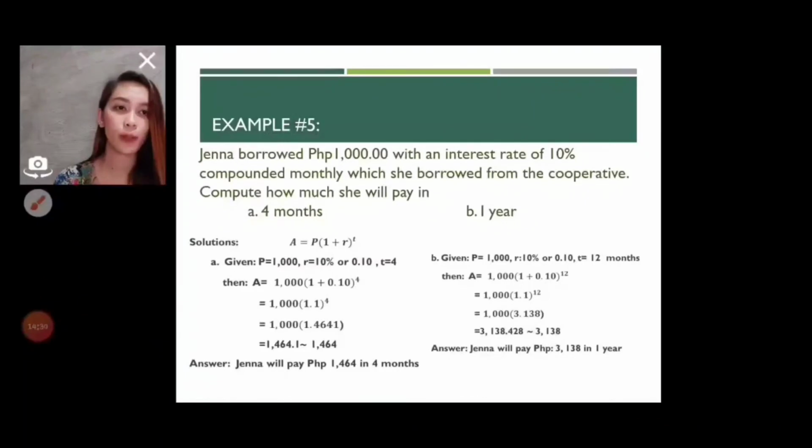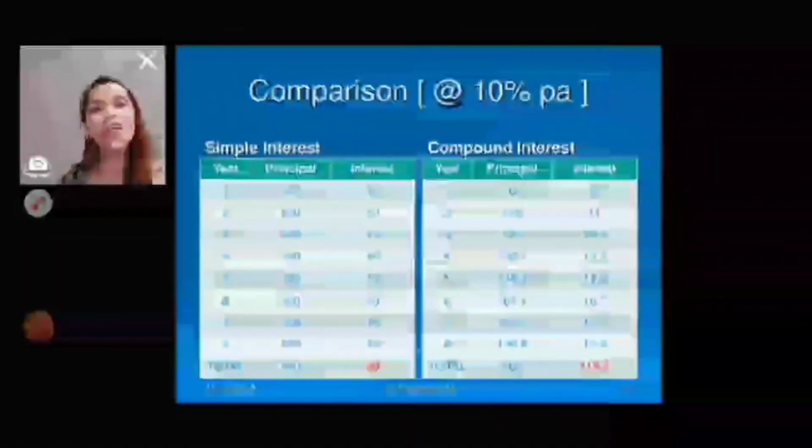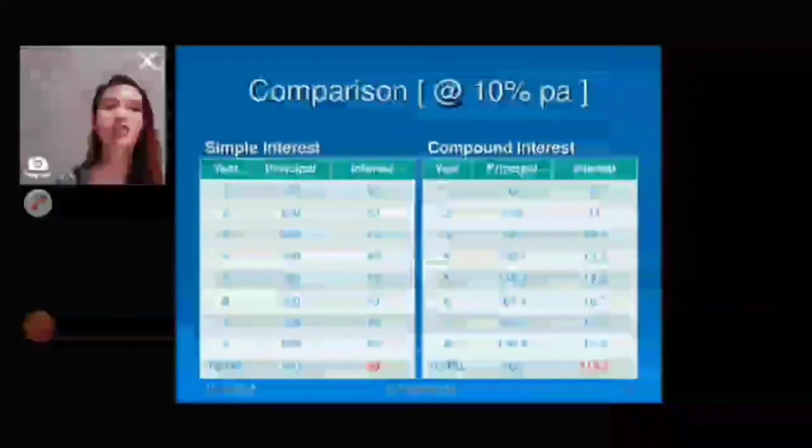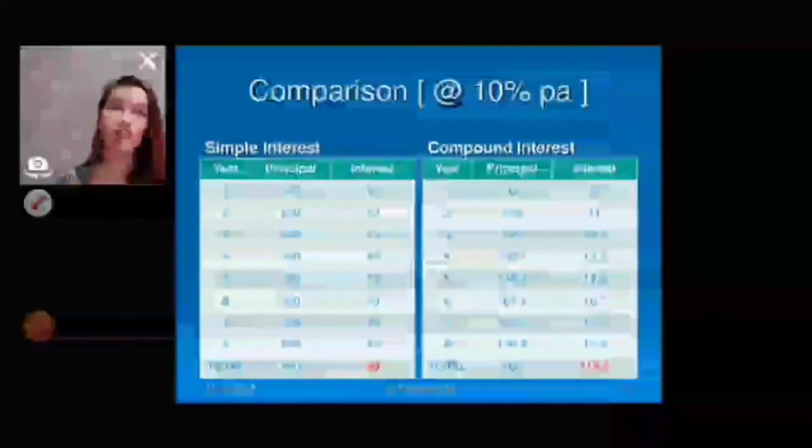1 plus 0.10 will be 1.1. 1.1 to the power of 12 will be 3.138. Then multiply it by 1,000, that will be 3,138.428, or 3,138. Therefore, Jenna will pay 3,138 in 1 year.